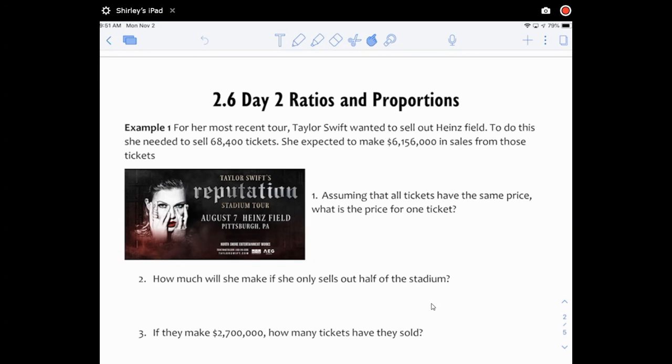Okay, so now that we know how to solve a proportion, we're going to go through how to use this to solve some word problems. So we have that for her most recent tour, Taylor Swift wanted to sell out Heinz Field. To do this, she needed to sell 68,400 tickets.